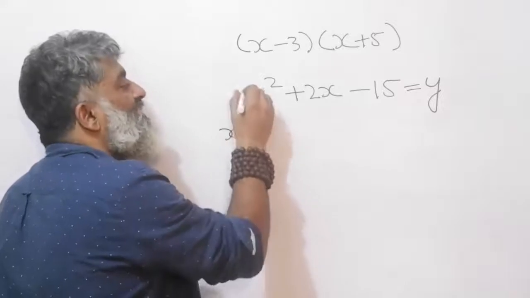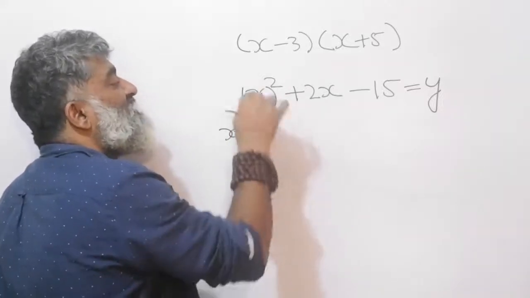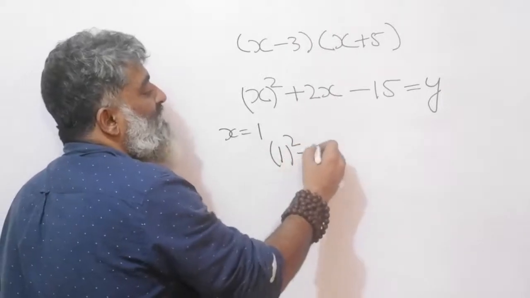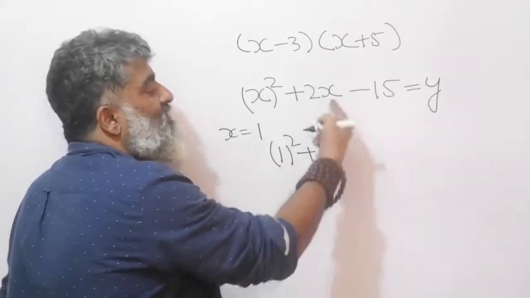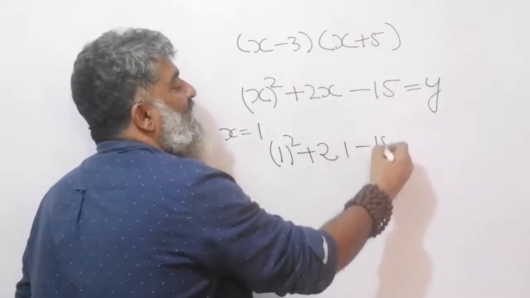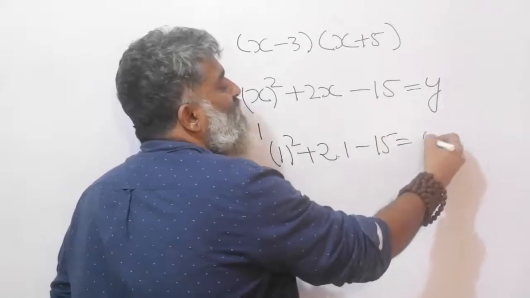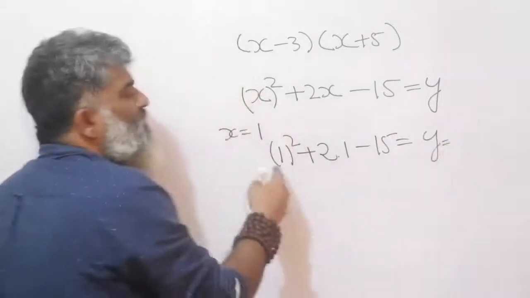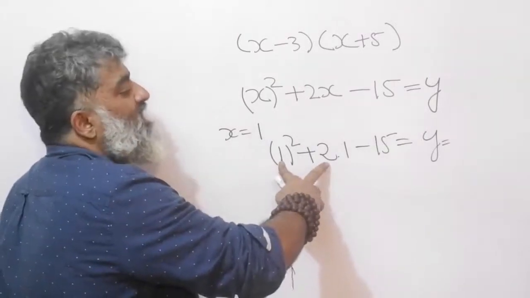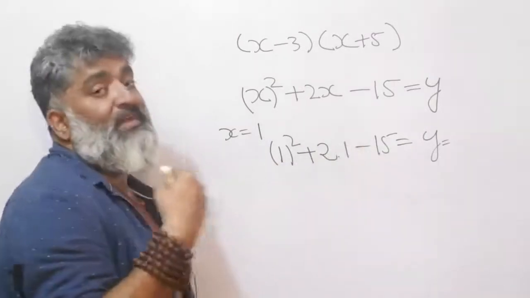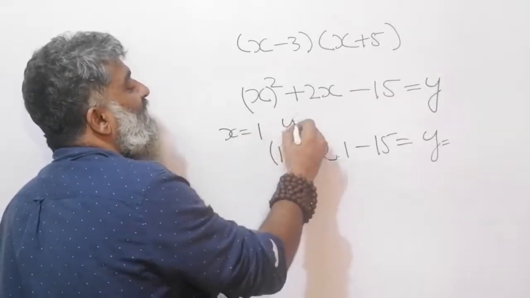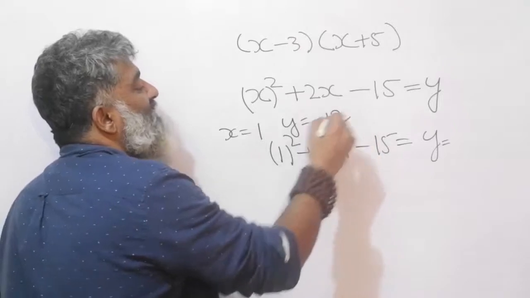I put the 1. So we have to kind of visualize. Instead of x, I have a 1 and it's a 1 square. Plus, I have a 2x. Instead of x, I have a 1, so 2 into 1. Here I don't have an x or anything, and this is equal to y. So let me calculate this. 1 square is 1. 1 plus 2 is 3. 3 minus 15 is minus 12. So when x is equal to 1, y is equal to minus 12.